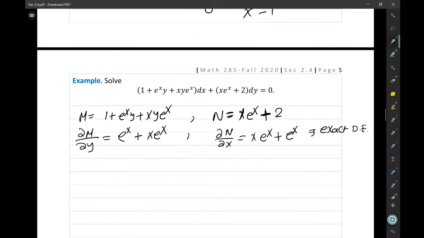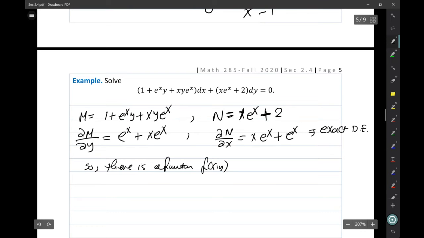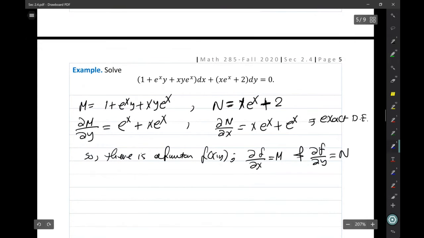Now, which one will you start with? So I have to say there is a function f of xy such that df by dx is equal to m and df by dy is equal to n. Which one of those will you start with, method 1 or method 2? It's easy to start from method 2.